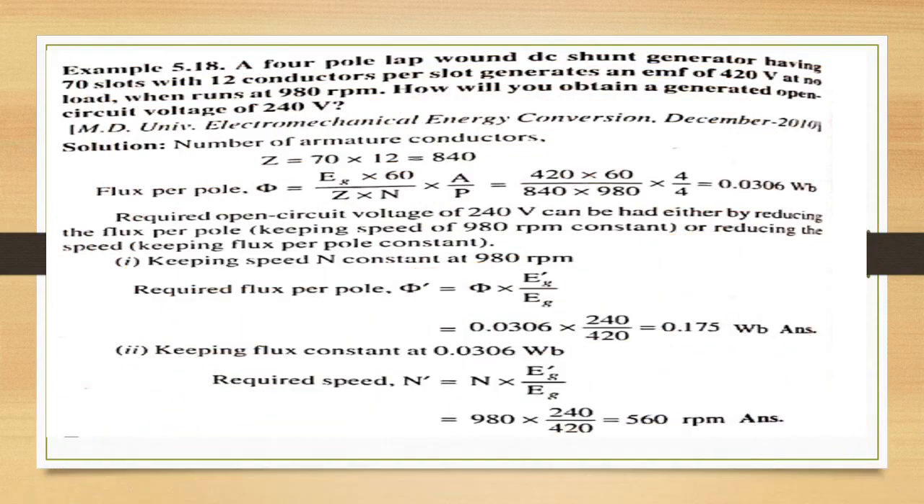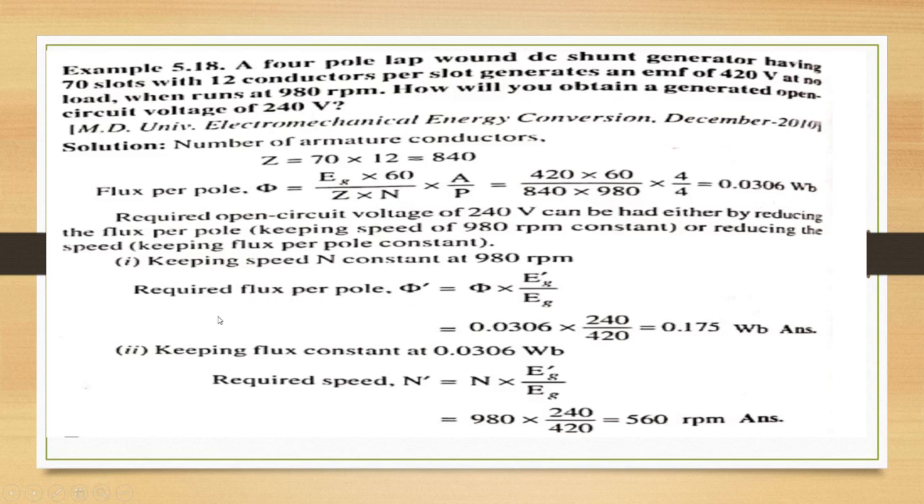Next numerical. A 4-pole lap wound DC shunt generator having 70 slots with 12 conductors per slot generates an EMF of 420 volts at no load when runs at 980 rpm. How will you obtain a generated open circuit voltage of 240 volts? So first write Z equal to 70 into 12, 840. Flux per pole is E into 60 by Z into N into A by P. Substitute all the values, 0.0306 Webers.